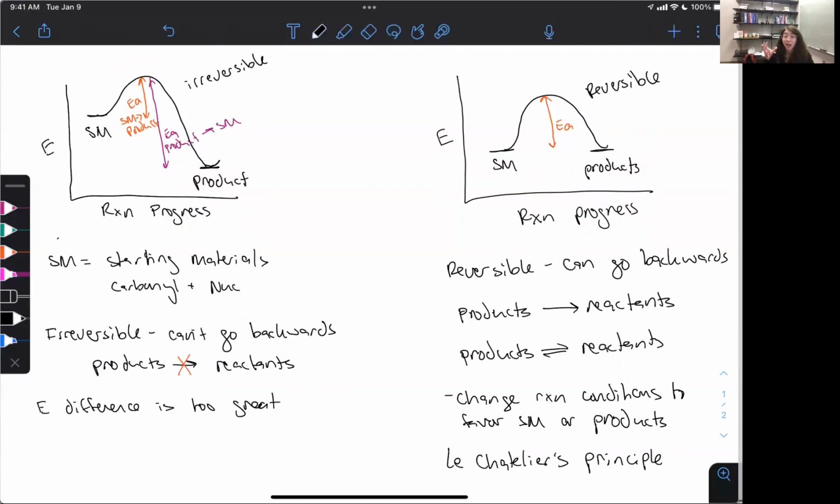Okay, and thinking about if there is a product that I can remove from the system, then I can continually make more product and kind of drive my equilibrium in that direction. So by removing or adding reagents from one side or the other, we can kind of help to force that equilibrium towards the direction that we want. So we're going to talk about that and what that really means in terms of the reactions, but I just want to give you kind of an overview of how we want to be thinking about these reactions with irreversible versus reversible, because we are starting to head into that weak nucleophile direction.